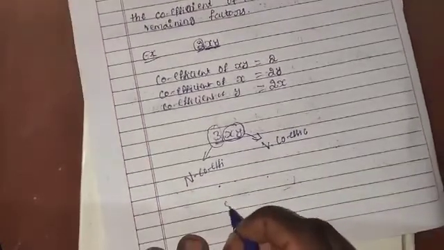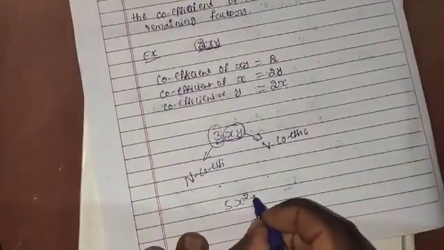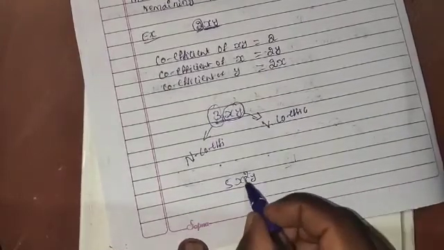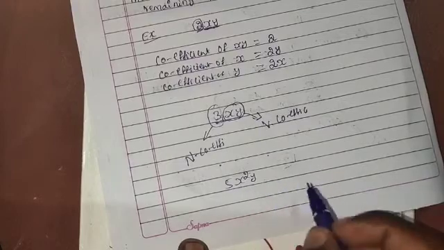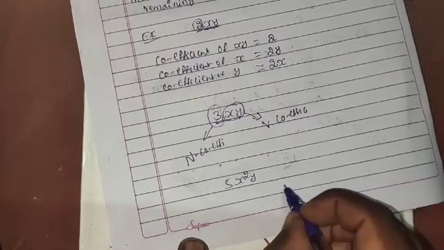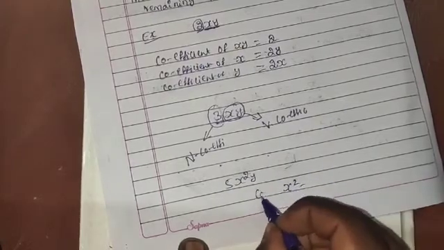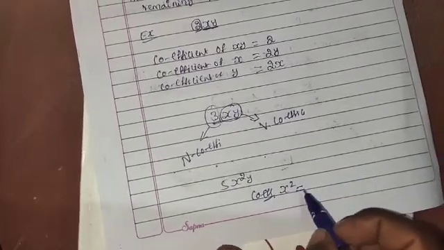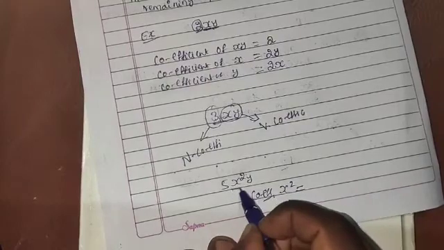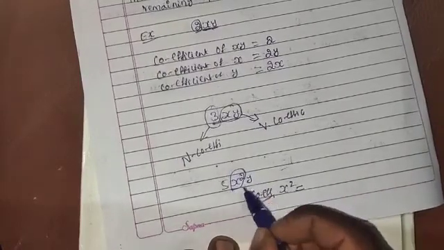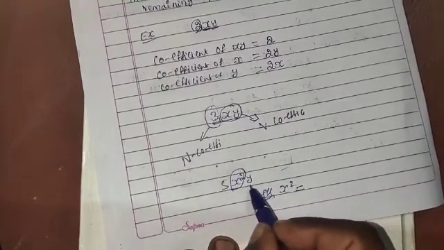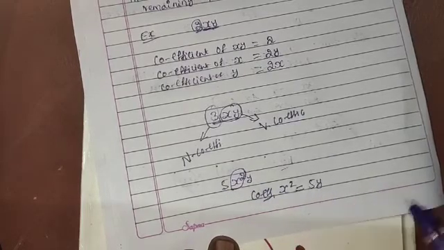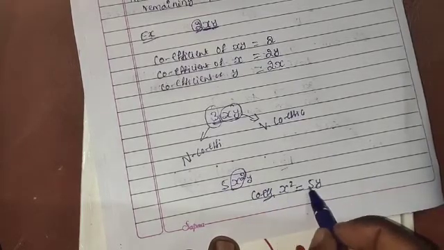For example, take 5x square y. Now we have to find out the coefficient of x square. Except x square, the remaining factors are 5 and y, which means 5y. The coefficient of x square is 5y.